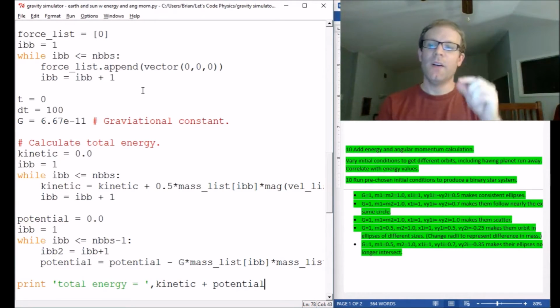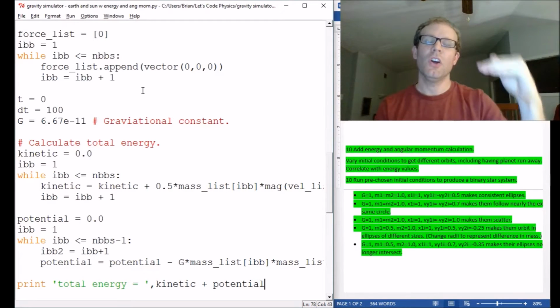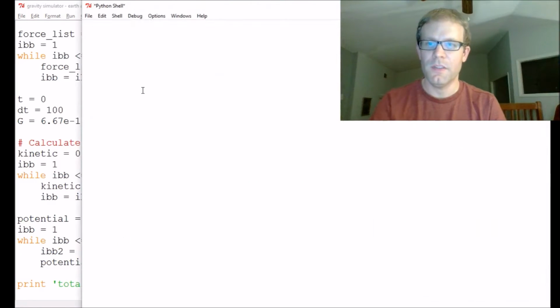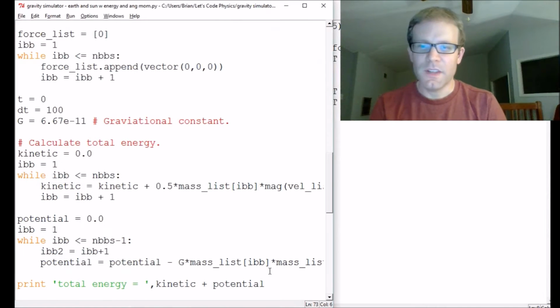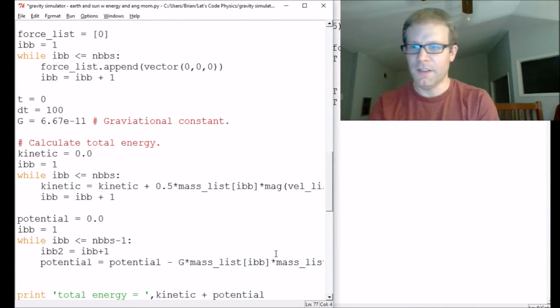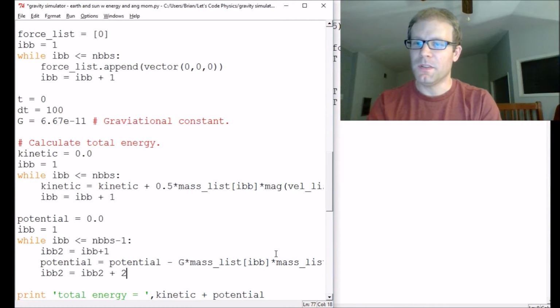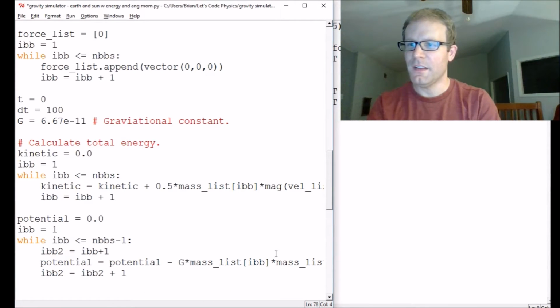So when I run this now, it should at the beginning of the code print out the total amount of energy. It should just print that to the screen. Unless, of course, I forget to increment my counters again, and then I run out of memory again. IBB2 plus 1, and then same thing here.